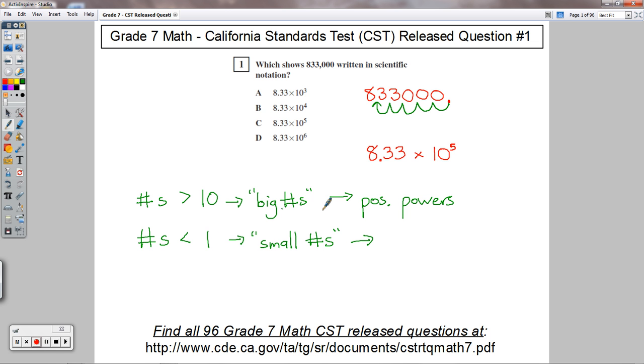Small numbers, less than 1, you're going to have negative powers correlating to that. So we may see some of those in future problems here. But for right now, I think that's good. We can stick to what we got there as a quality explanation for what the correct answer is, in this case, choice C.